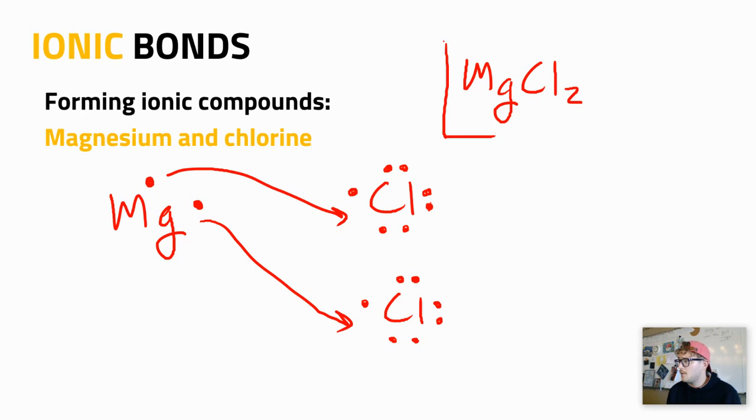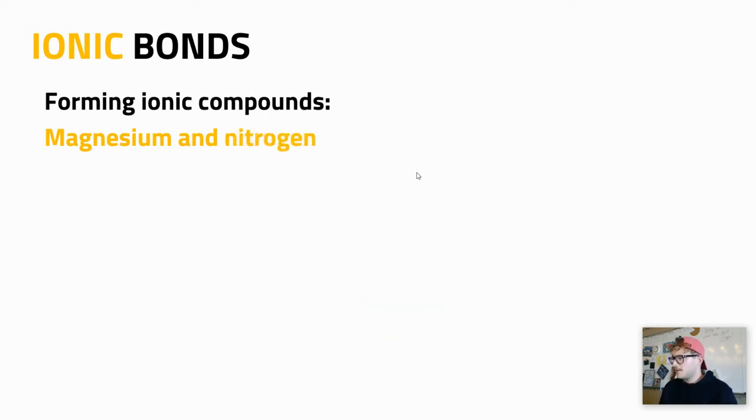All right, so 1 magnesium for every 2 chlorine. So it can go both ways. It gets kind of tricky. All right, let's take a look at another one.